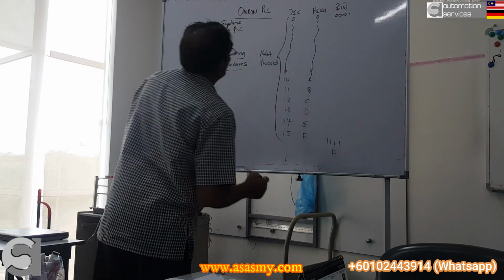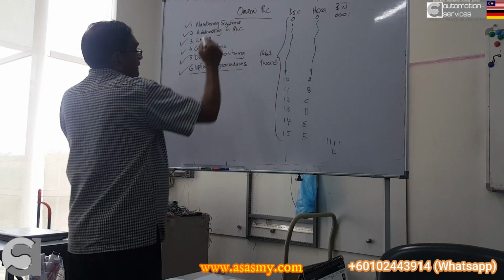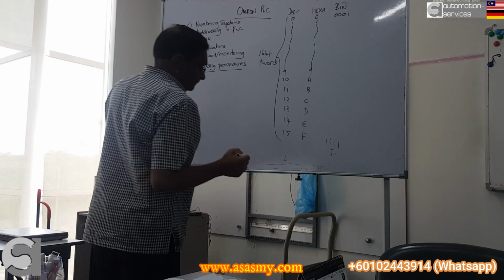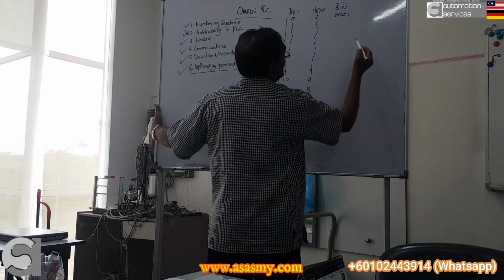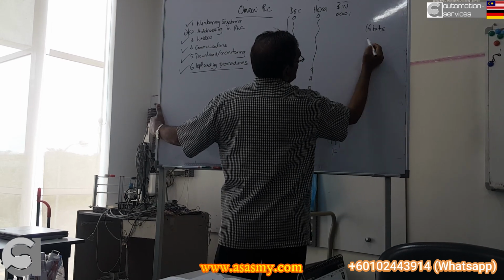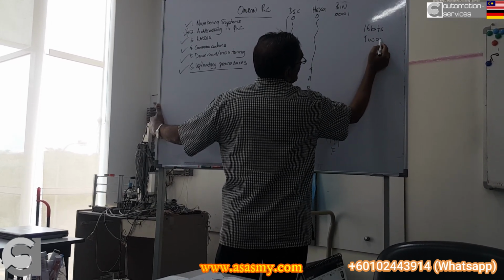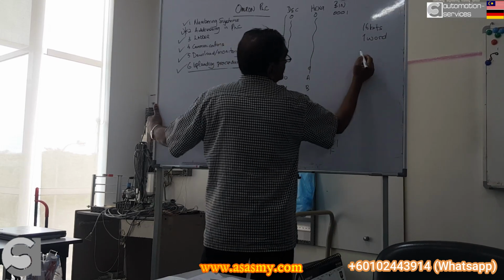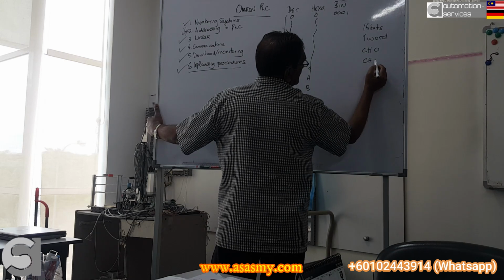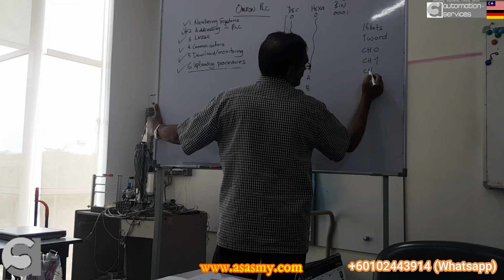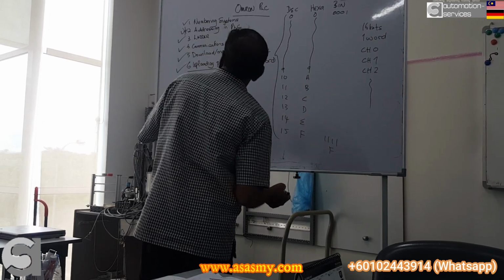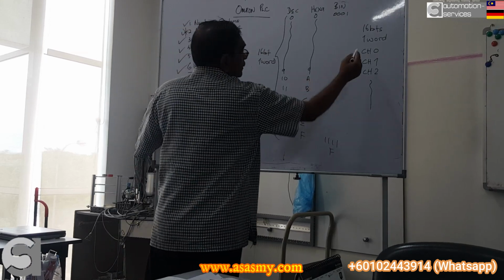Okay, now we talk about addressing. Addressing in PLCs, especially Omron, we always use 16 bits. 16 bit is one word. So the addressing will be channel 0, channel 1, channel 2, and so forth. Now, what we're going to use is channel 0 and channel 1.